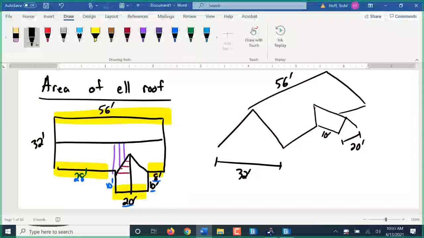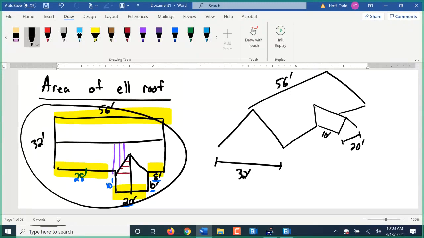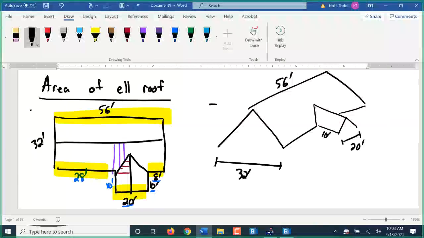Now, the one thing we don't have in this drawing that I still need is some roof slopes. I'm going to say that the slope on the main roof here is 10-12, and the slope on the L roof over here is going to be a 6-12 slope.